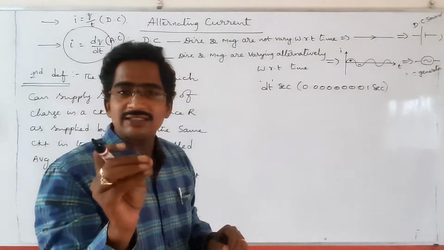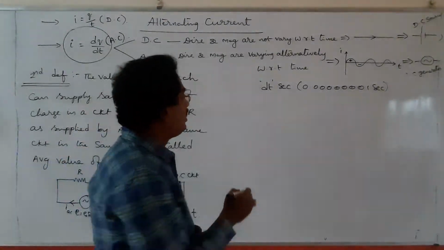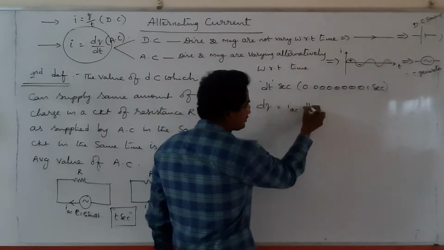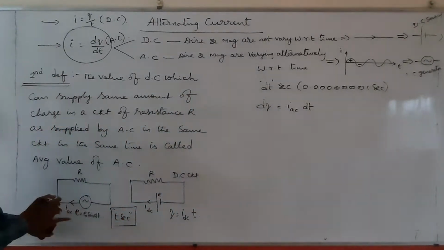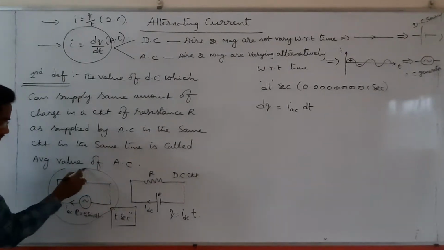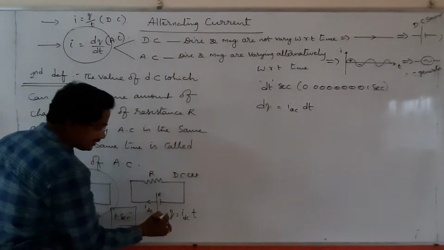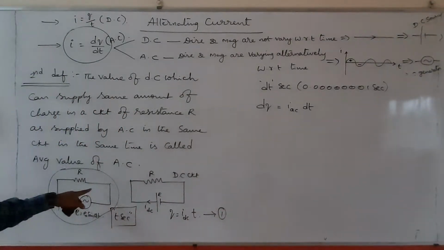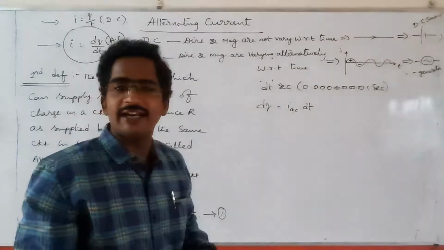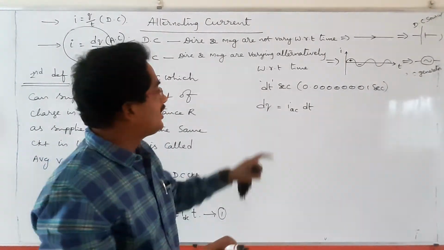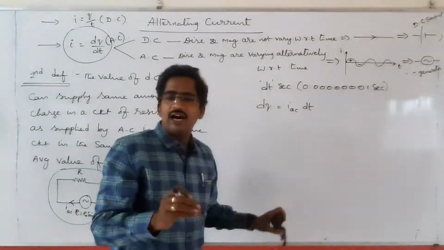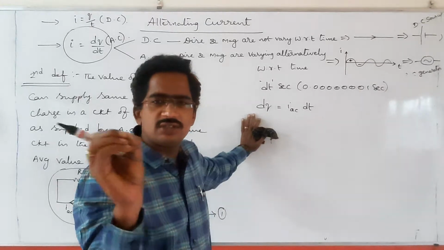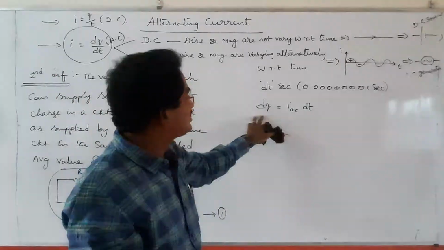At that moment, what is the charge flow in that time interval? That is dq equal to IAC into dt. This is equation 1. But I would like to get the charge flowing in the AC circuit. So first I determined the charge flowed in the circuit for a small interval of time of 0.0000001 seconds, which is IAC into dt.